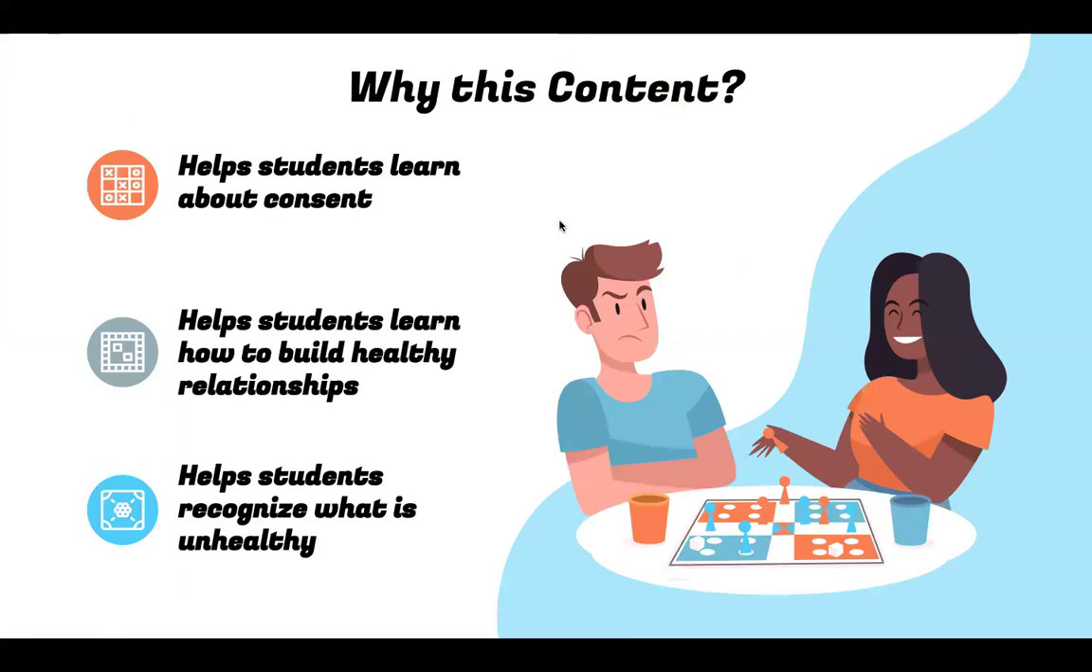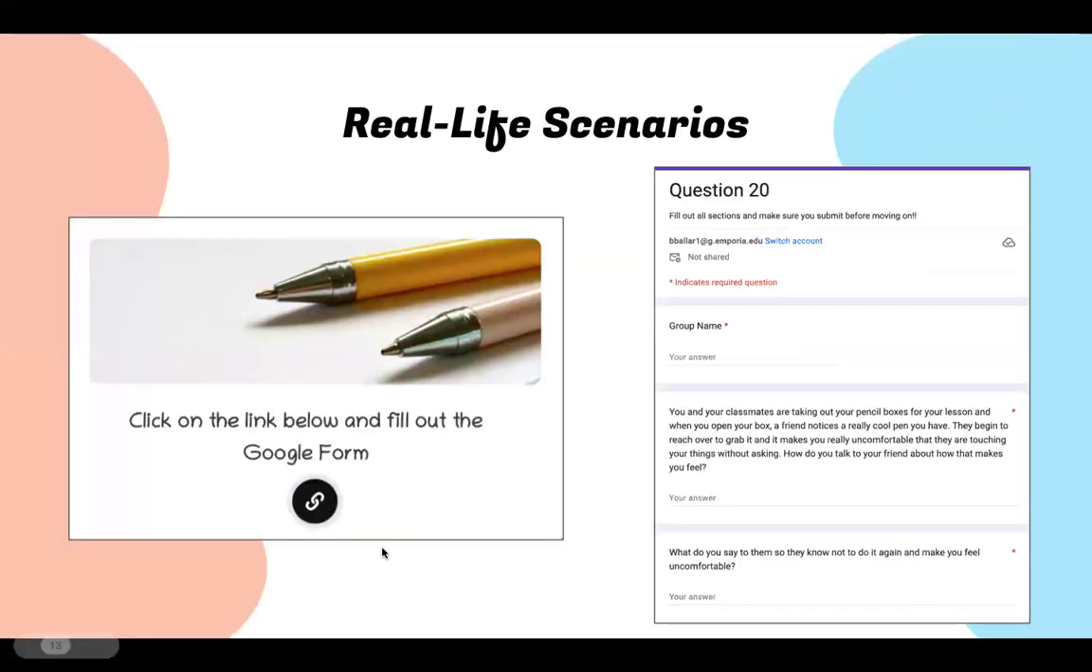So why this content? I picked it because I think it helps students learn about consent. It also helps students learn how to build healthy relationships, and then they'll also be able to recognize what is unhealthy, and they can avoid those types of relationships.